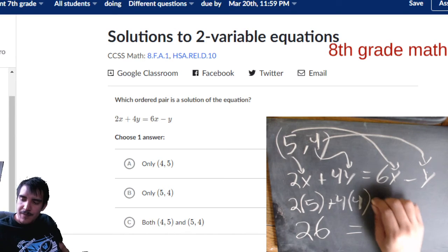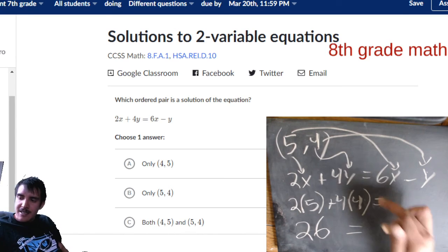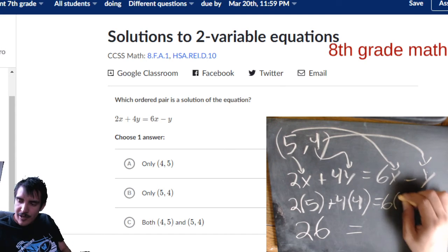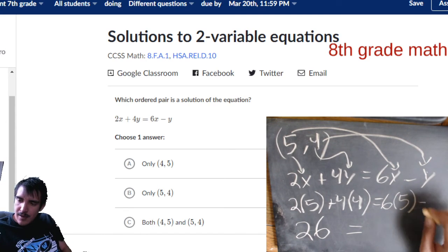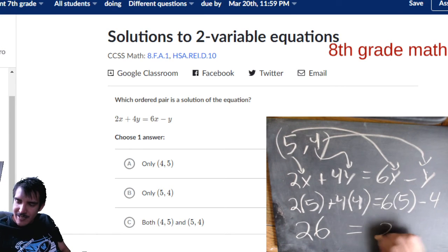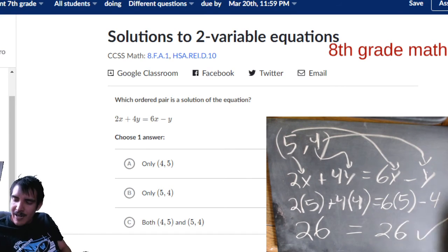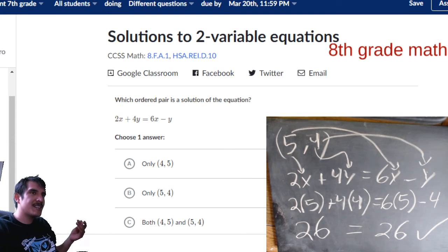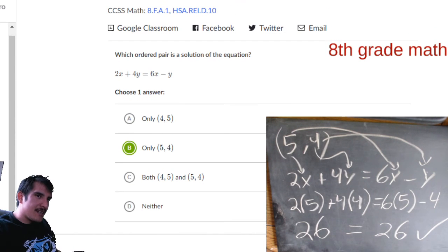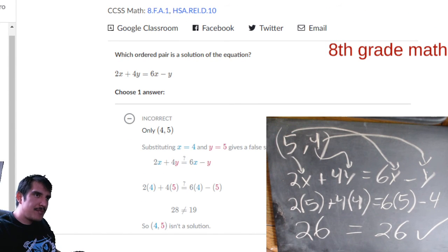On this side, though, let's see what happens. 6 times 5 is 30. Minus 4. 30 minus 4 is 26. And hooray, 26 does equal 26. So that means that the ordered pair 5 comma 4 works. And so we're going to check that. Yay.